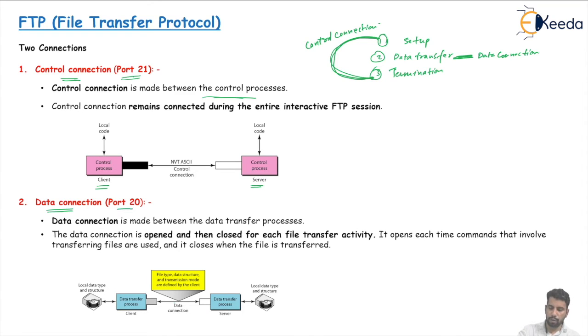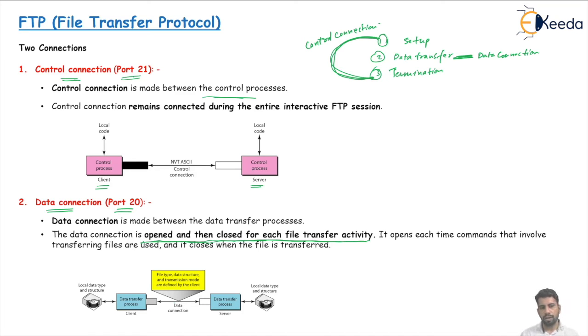Next is the data connection. The data connection has port number 20. The data connection takes place between the data transfer processes of the client and the server. The data connection is opened and then closed for each file transfer activity. When you want to transfer a file, the data connection will open. After the transfer, the data connection is closed.